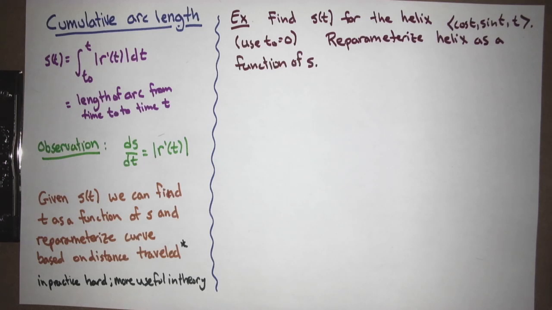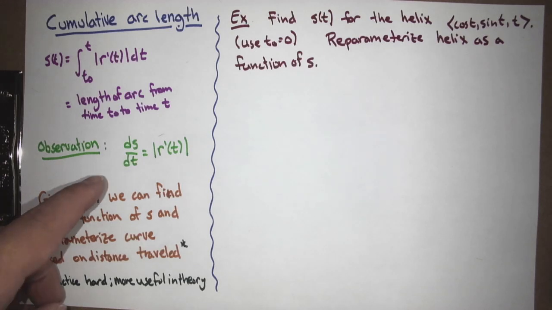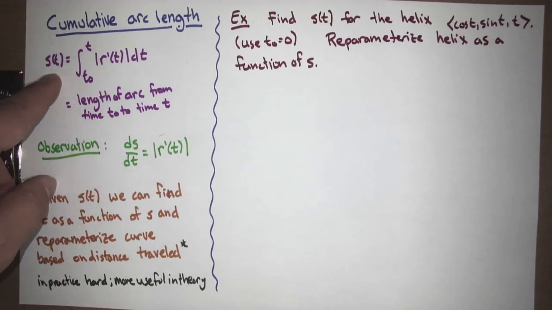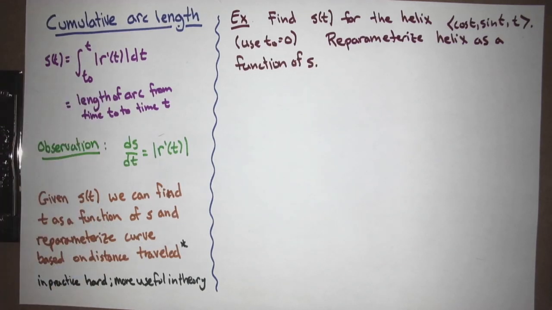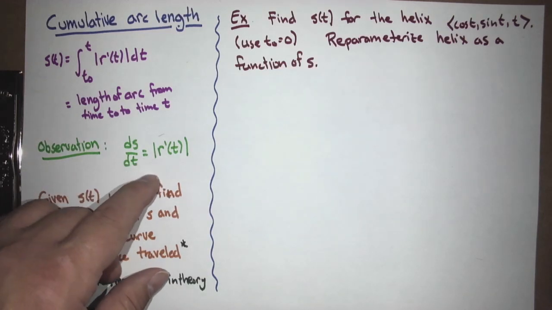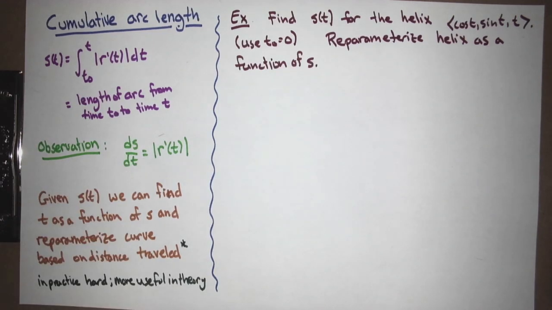Now there's an observation here, which is not too profound. It just says, if I take the derivative of s with respect to t, I can apply the fundamental theorem of calculus. The fundamental theorem of calculus says if I'm integrating, and then afterwards I take a derivative, I'm getting back to what I was trying to integrate. So it's the magnitude of r prime. We will mention this in our next lecture.